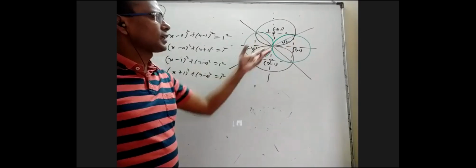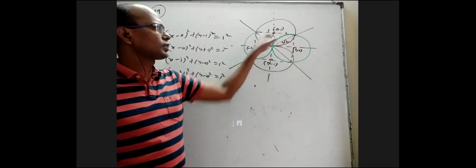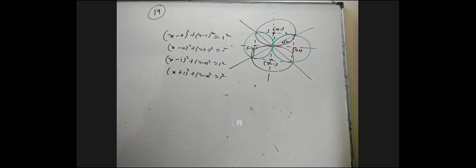So from this being root 2, you know this is 1 and this is 1. Basically, the radius is 1 and the center is 1 unit away from the origin. There are 4 such circles.